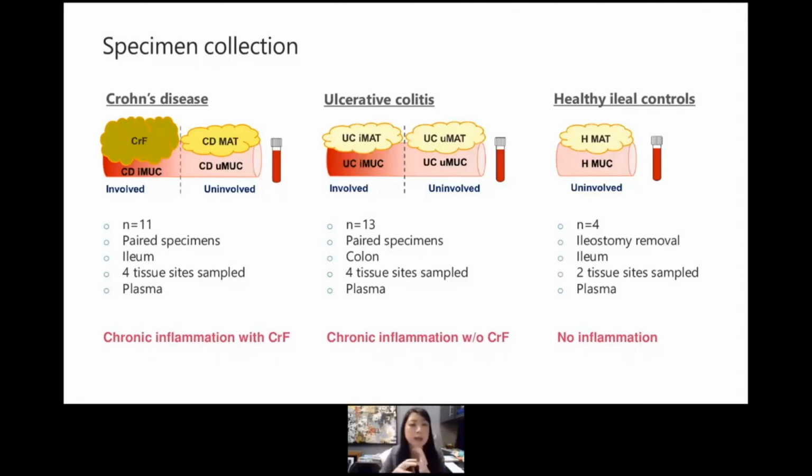And we also obtained additional adipose as well as intestinal tissues from ulcerative colitis, which represents a chronic inflammation state, but without creeping fat. So specimens from Crohn's disease and ulcerative colitis can actually help us tease apart what microbial signals are truly reflective of creeping fat and what's actually reflective of chronic inflammation in general. And then we also have healthy tissues that we use as no inflammation controls.